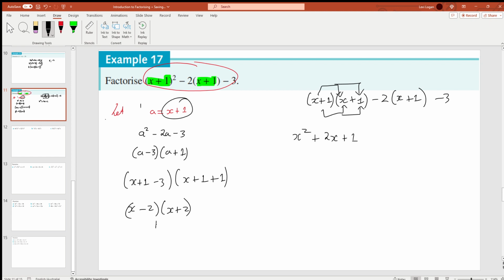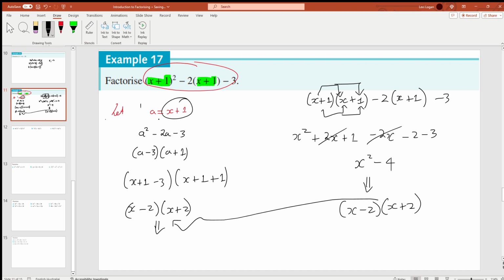And what we have here is technically a difference of squares, if you can see, but we don't need to do that because it's factorizing. This is going to be minus 2x, minus 2, minus 3. So that cancels with that. And then what we're going to have here is x squared minus 4. So this is difference of squares, and I can factorize that like this. Ta-da! So there's two ways you can factorize it, using a substitution or this way here. Either way can work. And that's it for this part.